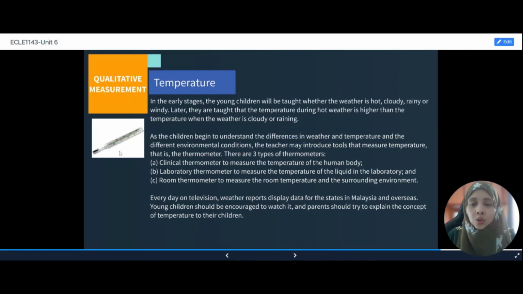Okay. So we can introduce them the thermometer. Clinical thermometer, there are 3 types of thermometers that we can introduce to them. Clinical thermometers untuk mengukur temperature human body. Laboratory thermometer untuk mengukur temperature liquid di dalam makmal, and room thermometer is to measure the room temperature and the surrounding environment.